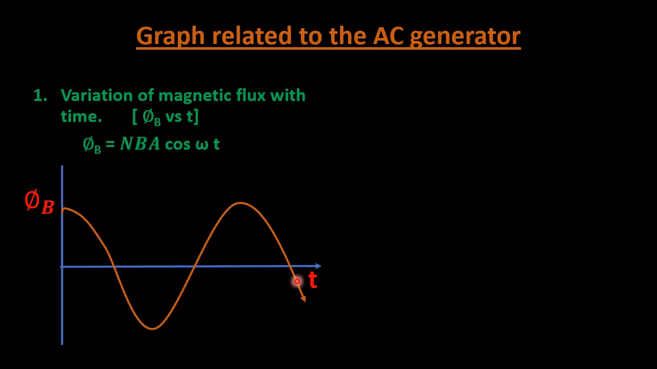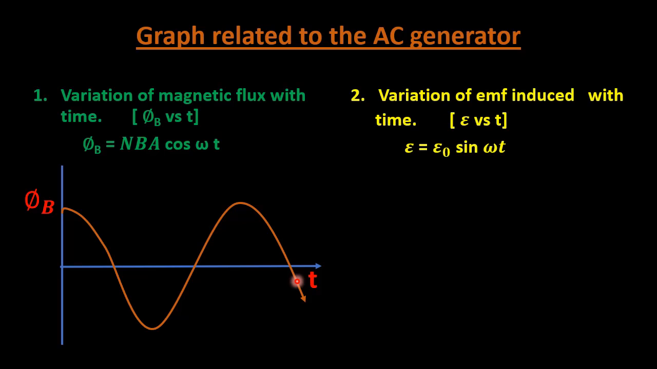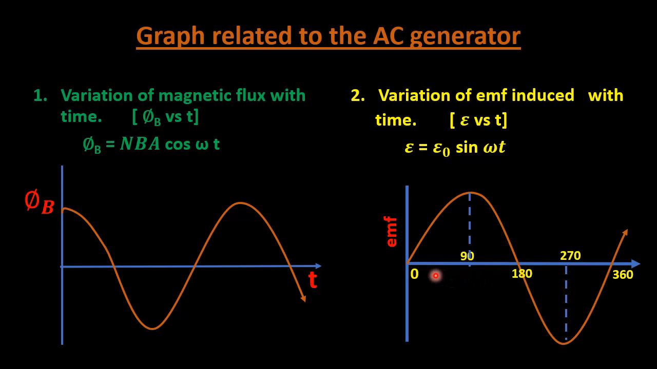The second graph is the variation of EMF induced with time. The expression for the EMF is E equals E naught sin omega t. I have already explained this graph just before, and it looks like this. EMF is plotted along the y-axis and theta along the x-axis. When theta equals 0, EMF is 0. When theta equals 90 degree, EMF is maximum on the positive side. When theta equals 180 degree, EMF is 0. And similarly it goes on.